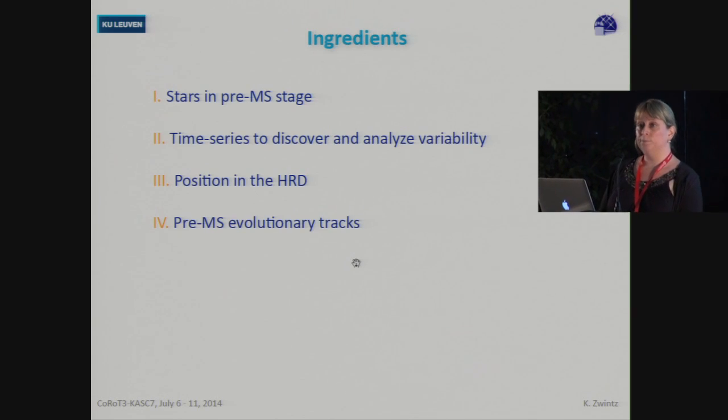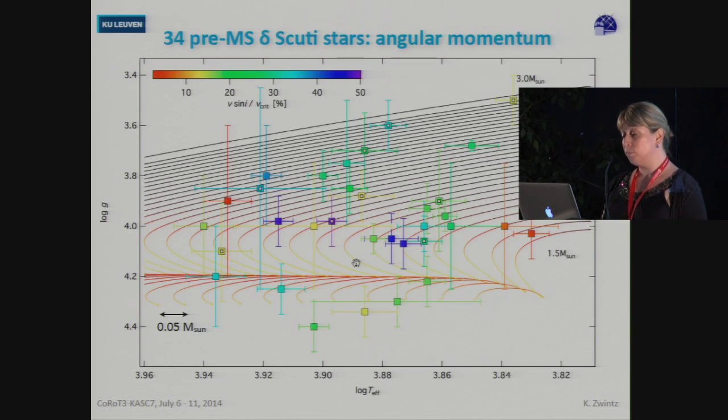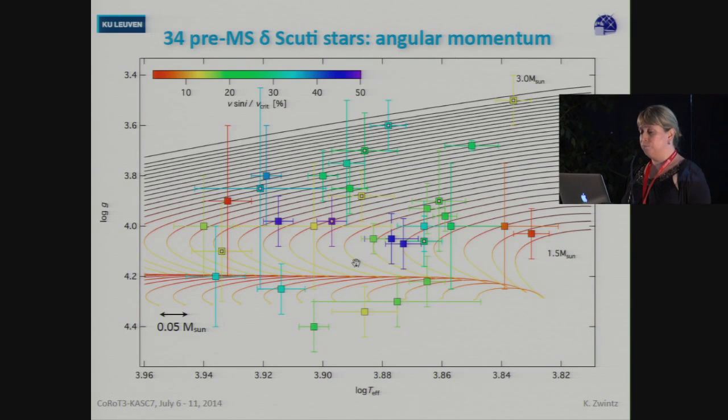So next step done. You can now put them all together in a Hertzsprung-Russell diagram and add the pre-main sequence evolutionary tracks, because you had made sure in the beginning that you're dealing with pre-main sequence stars. So this is the first time that you can really plot pre-main sequence delta Scuti stars. 34 is the size of the sample at the moment. And what you see here is the temperature-log g plane. You see the evolutionary tracks that are color-coded.